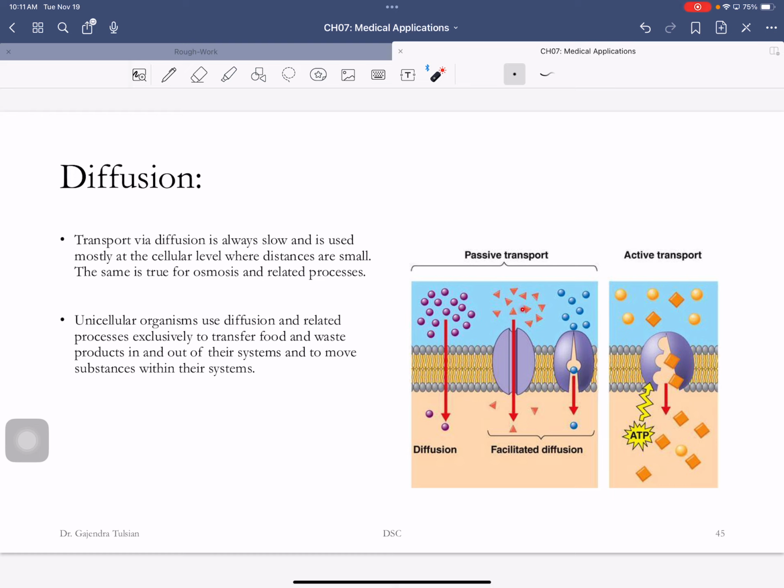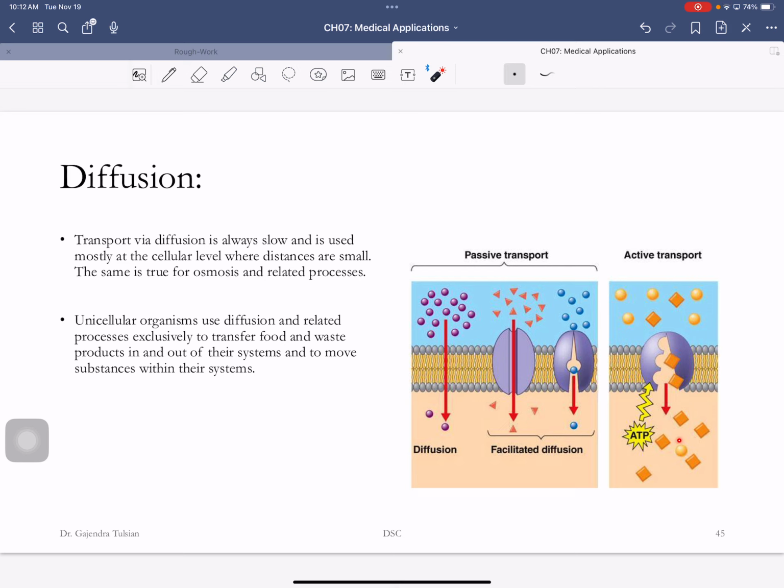What is happening here? In all these processes, diffusion is happening from a higher concentration to lower concentration. Here, see, these molecules are going from lower concentration to higher concentration. Now, when you want to do that, that's active transport. You have to spend energy doing that. Sometimes you can do it with pressure, but oftentimes you have to do it using energy.